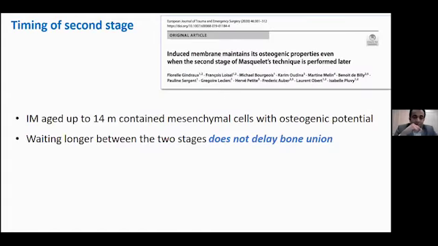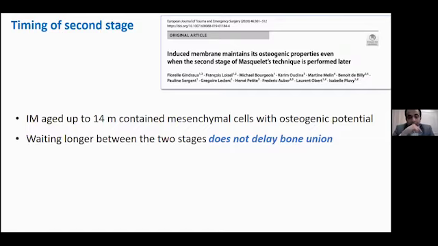Timing of the second stage. Induced membrane aged up to 14 months contained mesenchymal cells with osteogenic potential. Waiting longer between the two stages does not delay bone union. So in infected cases where lab parameters slowly decrease, waiting more than 6 weeks for grafting doesn't seem to be a problem.